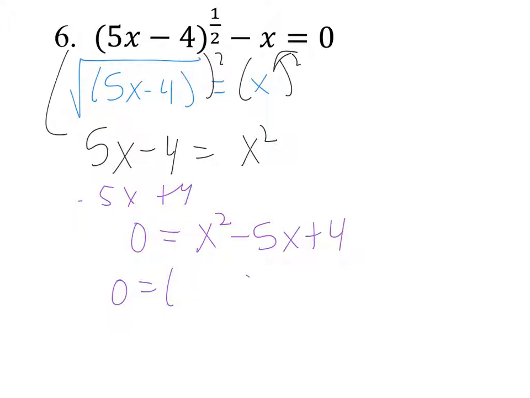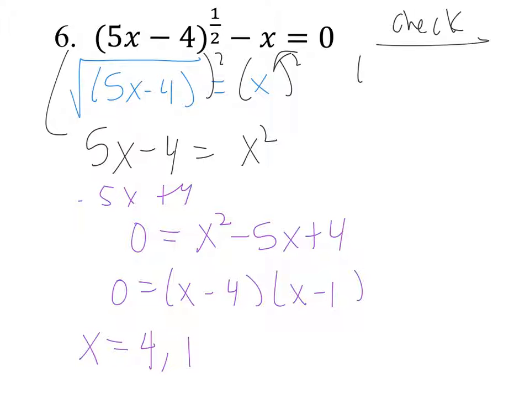Two numbers that multiply to get positive 4, add to get negative 5, would be negative 4 and negative 1. So x is equal to positive 4 and positive 1. And you must check your work here because there was two x's. So the square root of 5 times 4 minus 4, minus 4 on the outside is equal to 0. So this becomes 20 minus 4 is 16, square root of that would be 4, minus 4. That does equal 0. So that does work. 4 works.